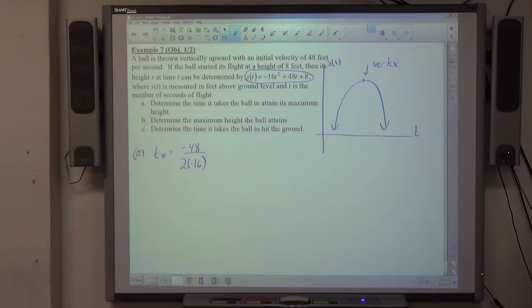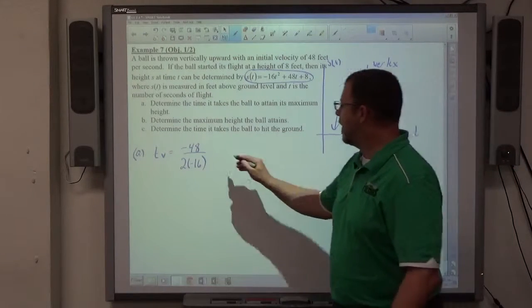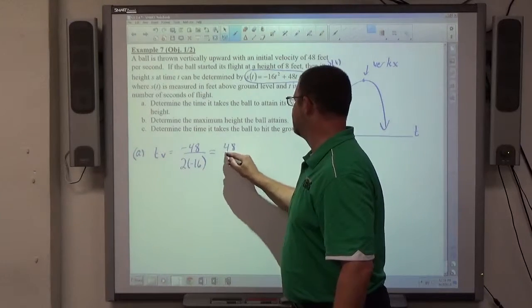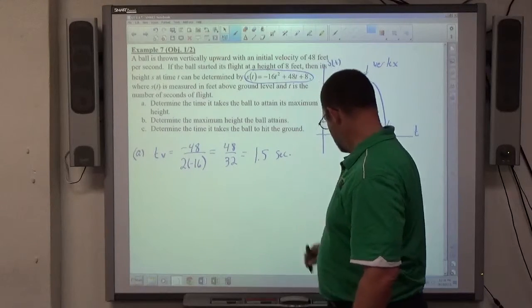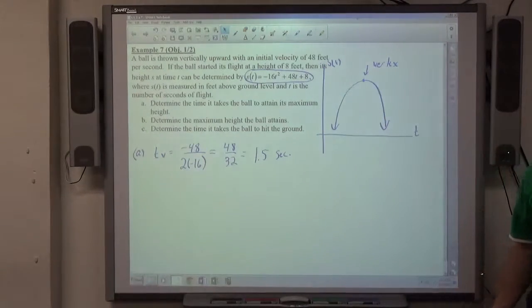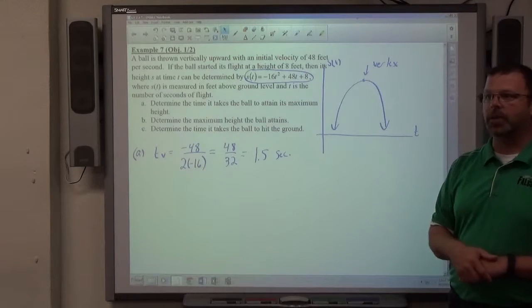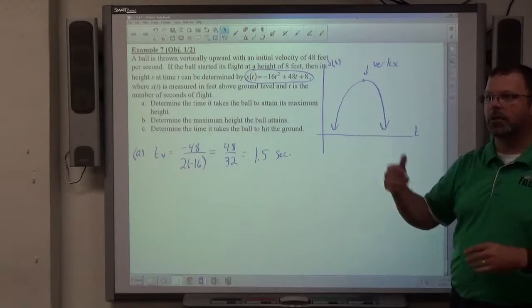So b is positive 48, so negative b is negative 48, over 2 times a, 2 times negative 16. That just makes 48 over 32, which divides out to 1.5 seconds. So if you throw a ball in the air with an initial velocity of 48 feet per second, it will stop exactly 1.5 seconds later. Okay? That's just how gravity works out on Earth.